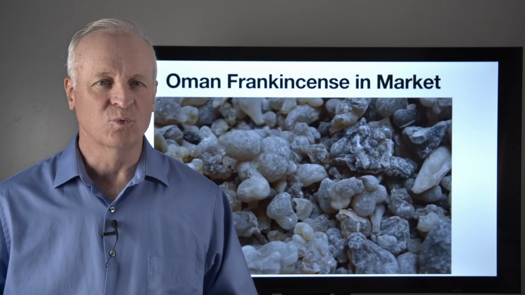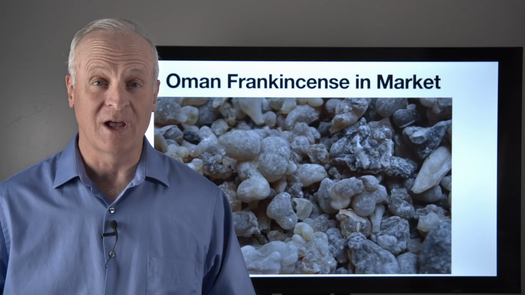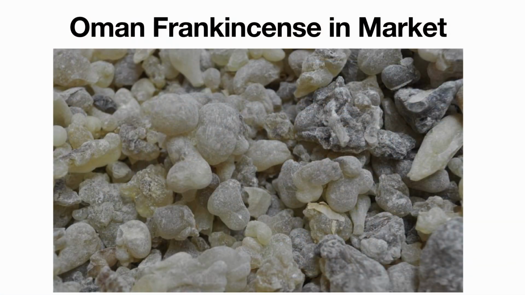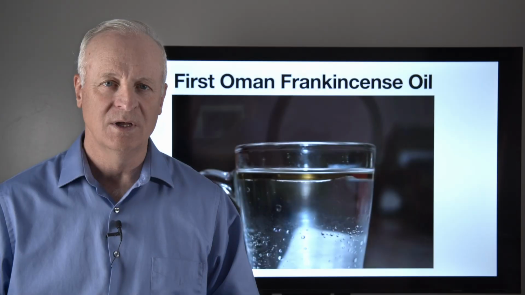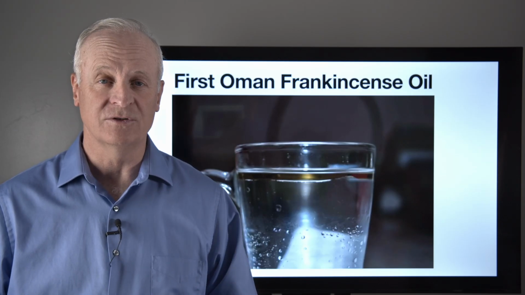Now this is what the resin, the oleo gum resin, looks like in the market. This is Boswellia sacra resin in the open market of Salalah, Oman. Notice these are like teardrops. They are kind of hard pieces. When you pick them up and smell them, they smell great. This is the very first Oman frankincense that I distilled. You can see it in a cup with the water. And then the very top of the water, there's a golden layer of Oman frankincense essential oil. This is Boswellia sacra essential oil.